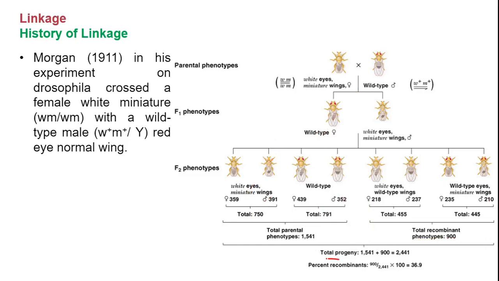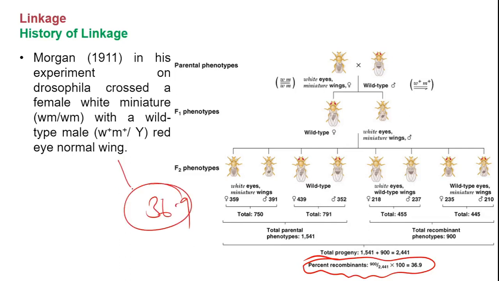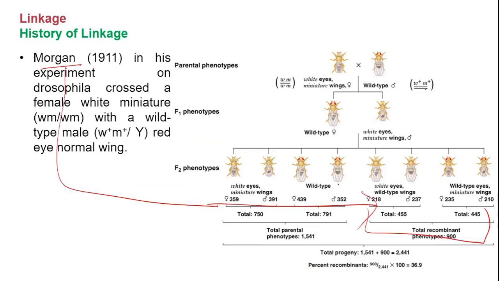Here you can observe the percentage of recombination concluded by T.H. Morgan is around 36%, not at all 50%. He got a recombination population of less than that, and around 66% parental combination. This is a very rare phenomenon, but it is not a matter of chance here. This is due to the linkage.